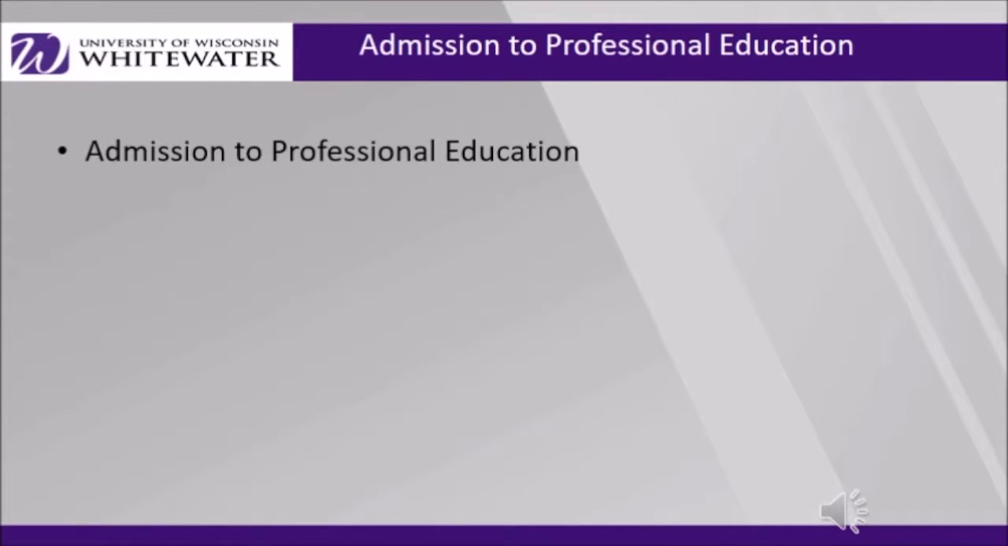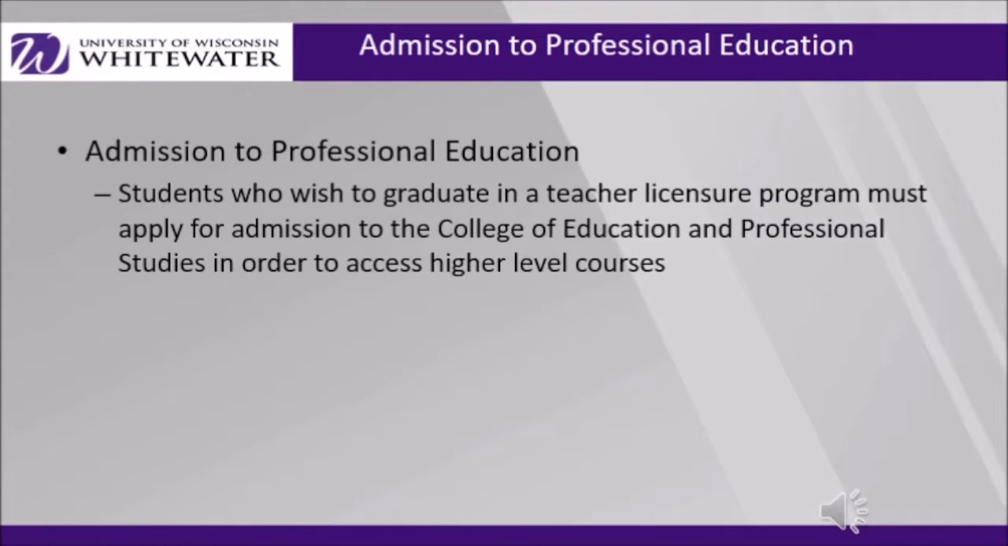Admission to professional education. The Department of Public Instruction recently gave the University of Wisconsin System Schools flexibility with their admission requirements. In the next few slides, you will learn about the requirements for admission to the College of Education and Professional Studies at UW-Whitewater. There are 2 points of admission for students who wish to graduate in a teacher licensure program. The first point of admission is to the university.